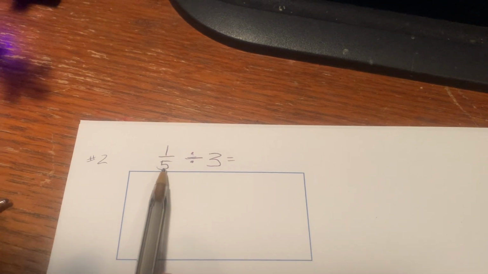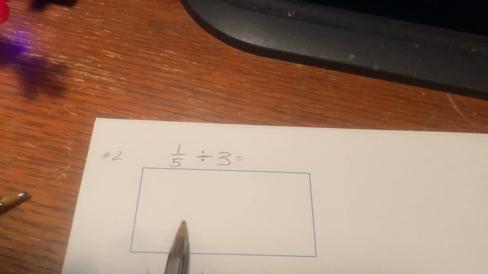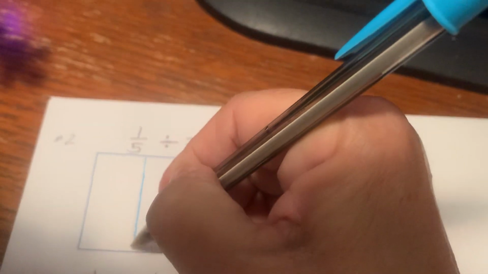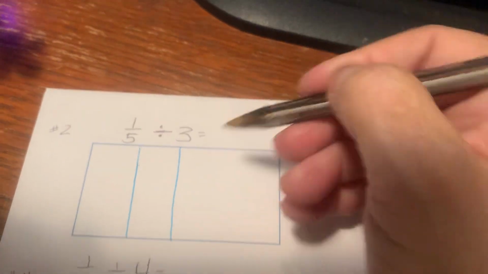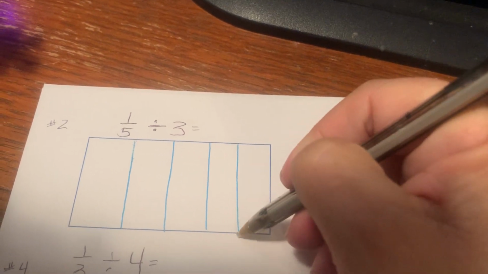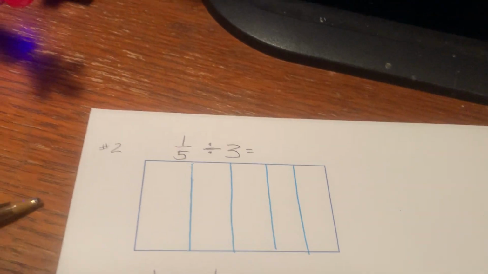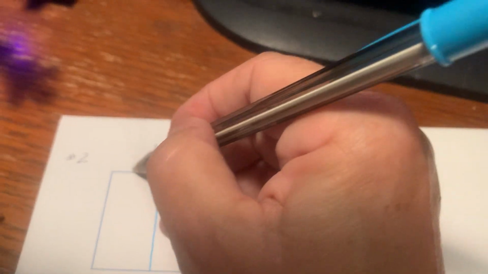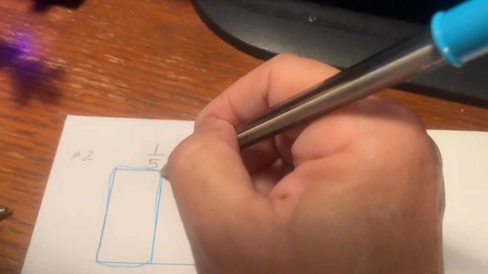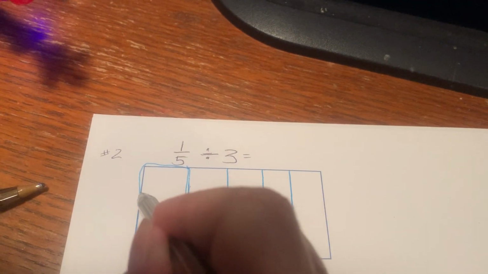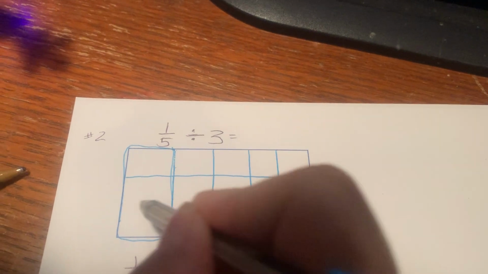So first thing we need to do is we need to have fifths. So let's think we're going to need to divide this rectangle into fifths. And I remember if I'm drawing fifths, that means I'm going to make 4 lines. Well, those are kind of similar. 1, 2, 3, 4, 5. There's my fifths. And I'm going to be talking about one of those fifths. And then I'm going to divide that 1/5 into 3 pieces. So I'm going to go across.